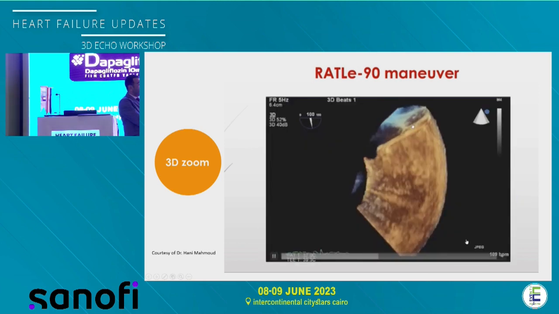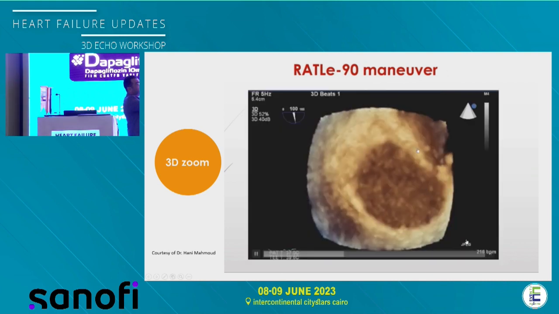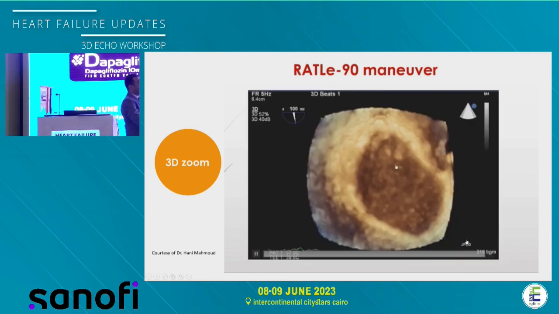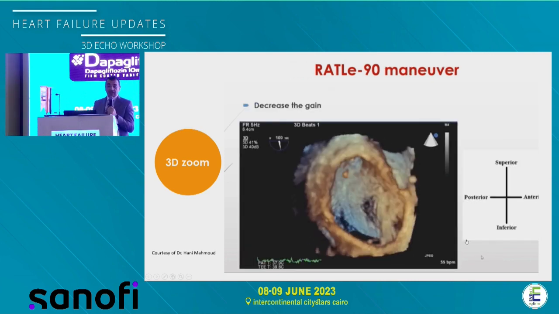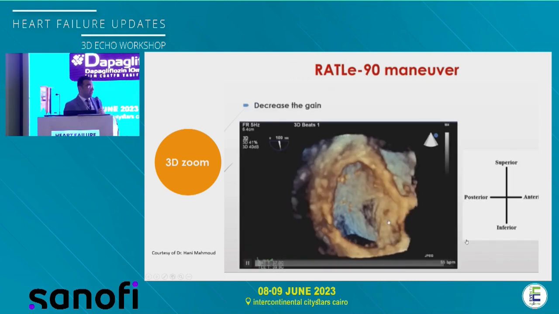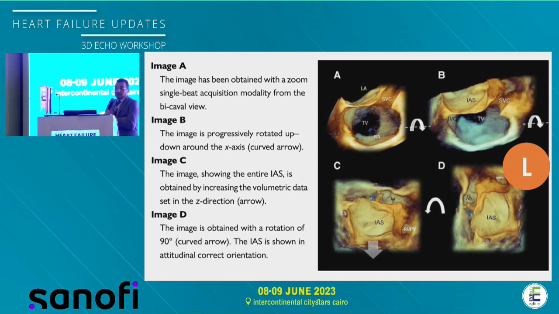Okay, this is the image. So you rotate above, and then you tilt the image to be facing you. And then you decrease the gain a little bit to make the blood pool disappear, and you see the septum very clear. And now this is also from the recent article, the view that you can see from the left side, or from the left atrial perspective.